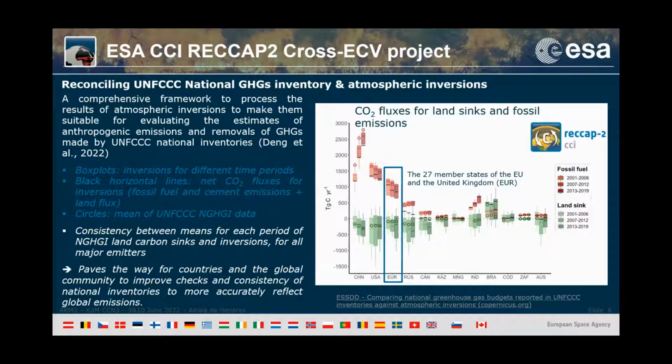UNFCCC national greenhouse gas inventory data, what countries are reporting to UNFCCC. If you focus on the green part, you can see that there is a striking consistency between the mean for each period of national greenhouse gas inventory carbon sinks and the inversion for all major emitters. Now, this kind of study really paves the way for countries and the global community to improve checks and consistency of national inventory to more accurately reflect global emissions.